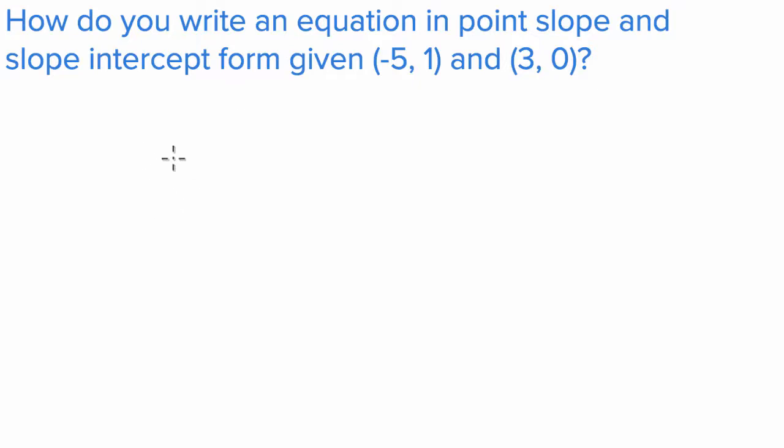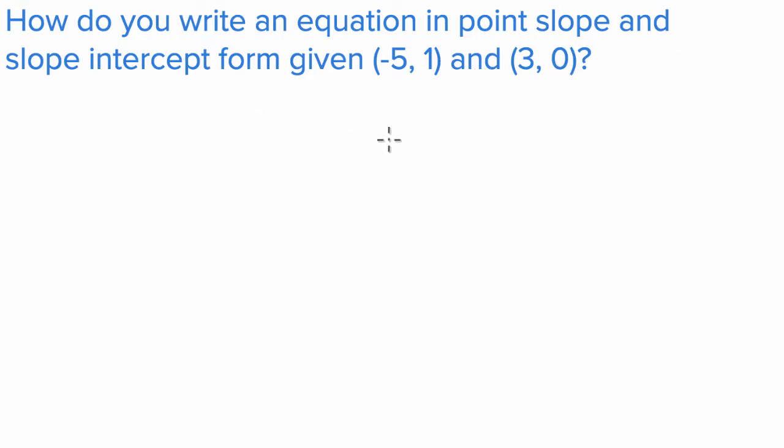G'day guys, we've got a question today on linear equations, specifically drawing or working out the equations of straight lines. The question says, how do you write an equation in point slope and slope-intercept form given the 2 points (-5, 1) and (3, 0)?